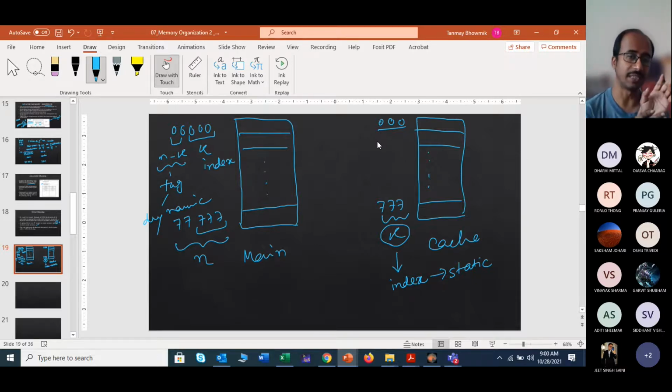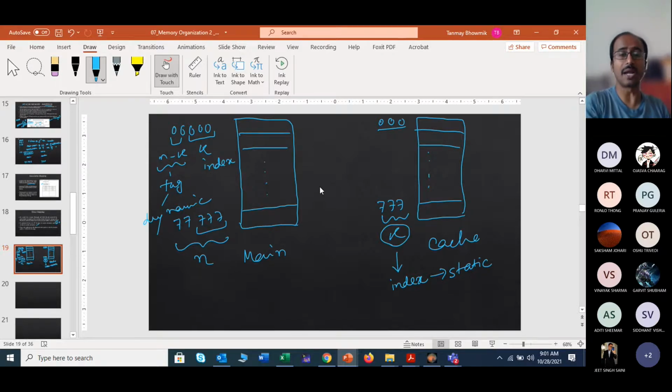2 bits have been fixed for tag here and 3 bits have been fixed for index here. So for 00 you will have all the options from 000 to 777. For 01, you will have all the options from 000 to 777. For 02, it is the same. Just like this, it will be continued, right?